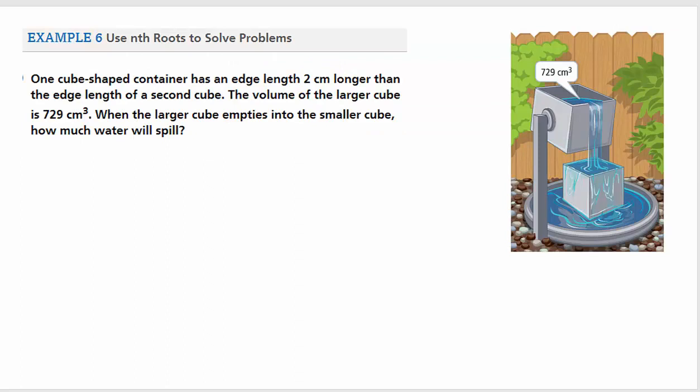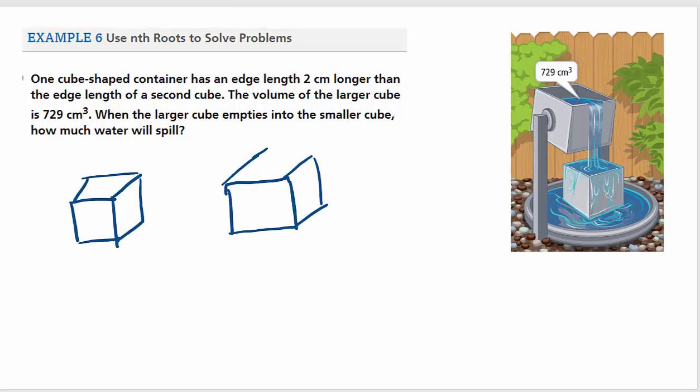Our word problem. Use nth roots to solve the problem. One cube-shaped container has an edge length of 2 centimeters longer than the edge length of a second cube. Okay, so let's start by drawing our cubes. So if we have one that's x, then the second one is x plus 2.